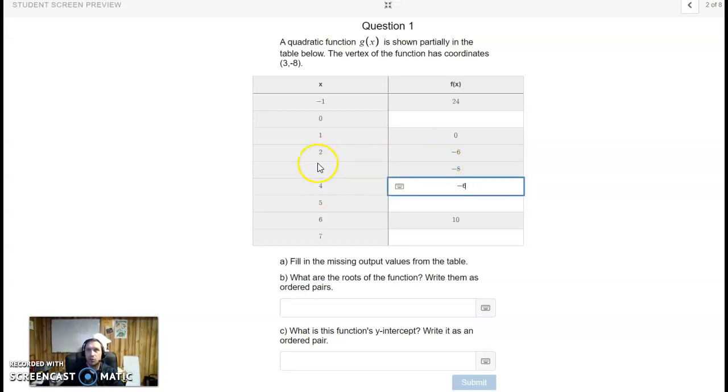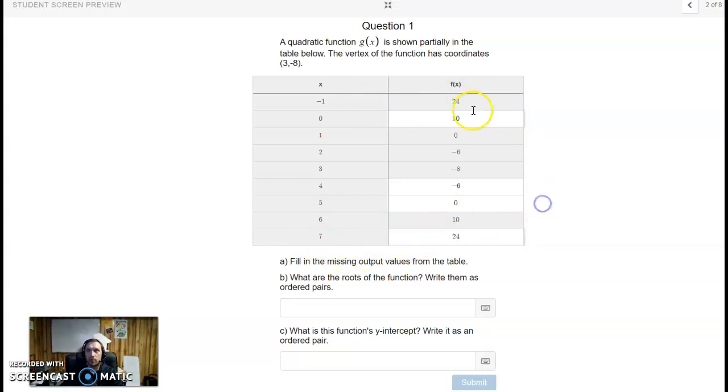Same thing here. We go 2 down from 3, we get (1, 0). 2 up from 3, we should have (5, 0). And remember, there's symmetry there. So that axis of symmetry makes the outputs equal when they're equidistant from the vertex. All right. So how do I find this 0? Well, from 3 to 0, it's 1, 2, 3. So I go down 3, 1, 2, 3, 6, 10 will be the same as (0, 10). And (-1, 24) will be the same as (7, 24).